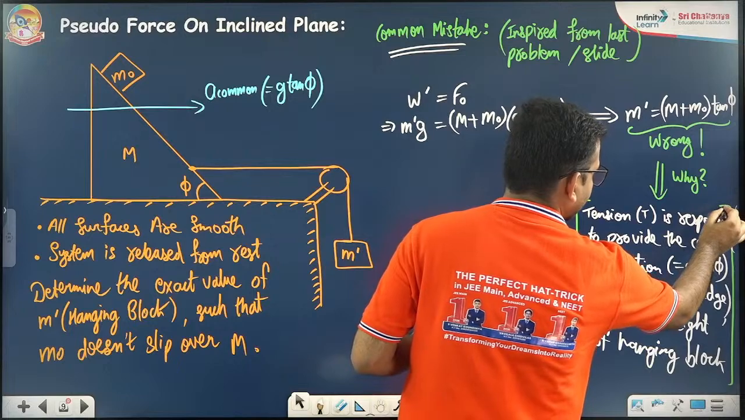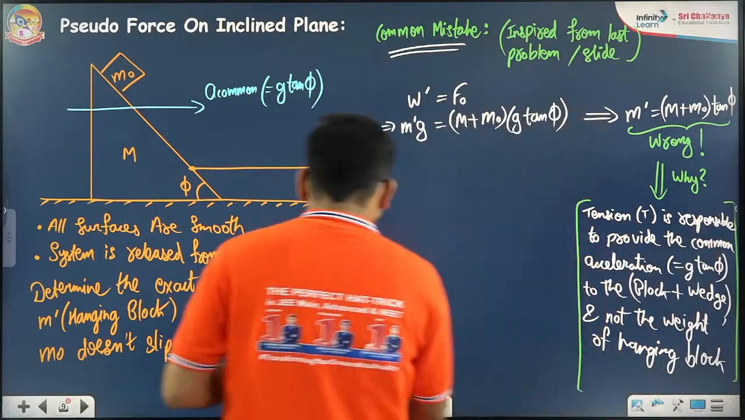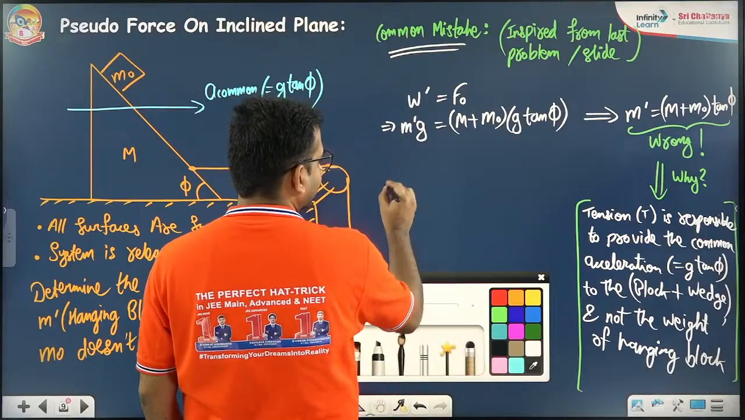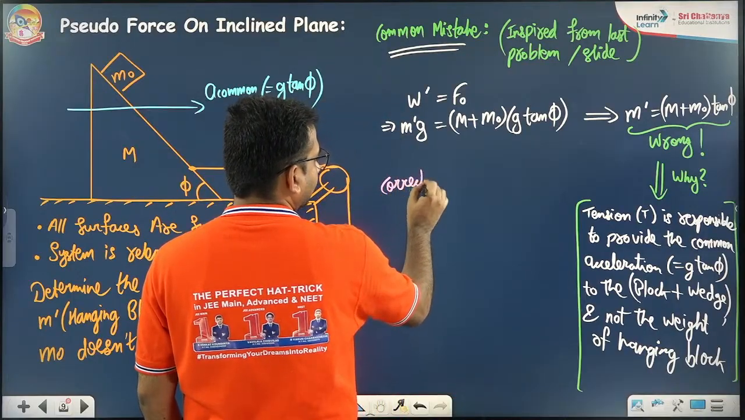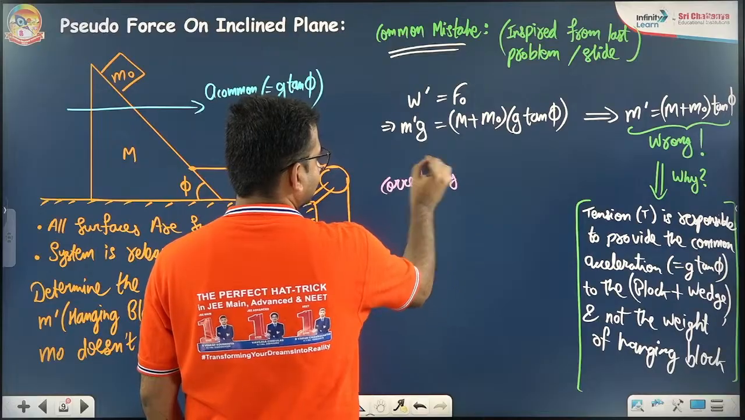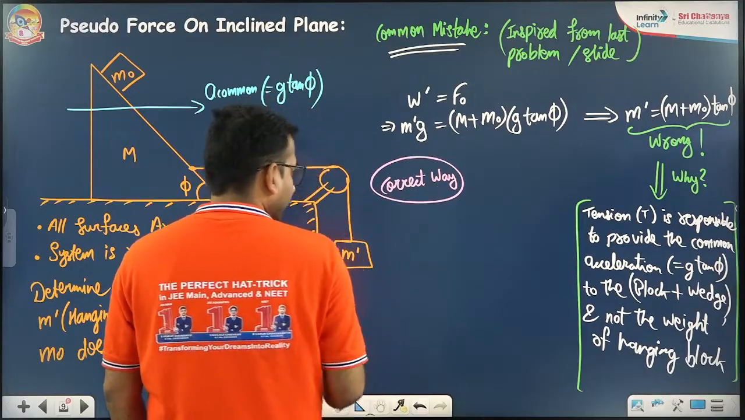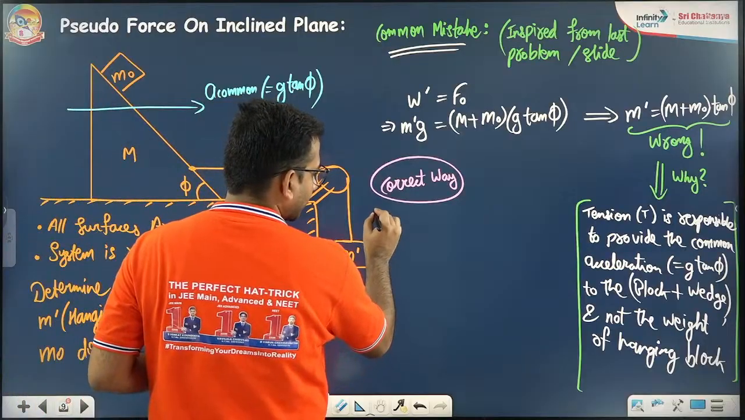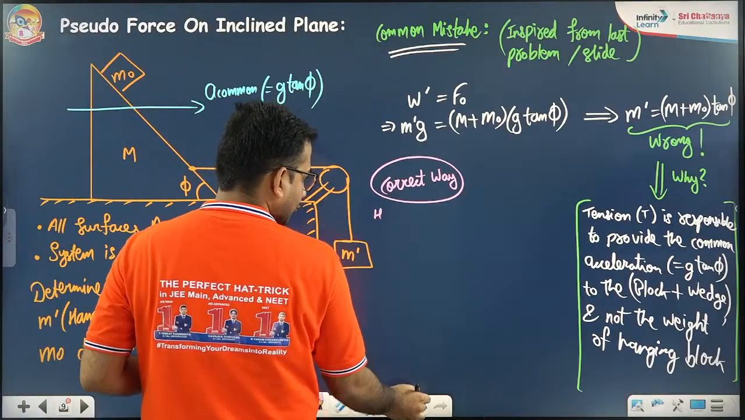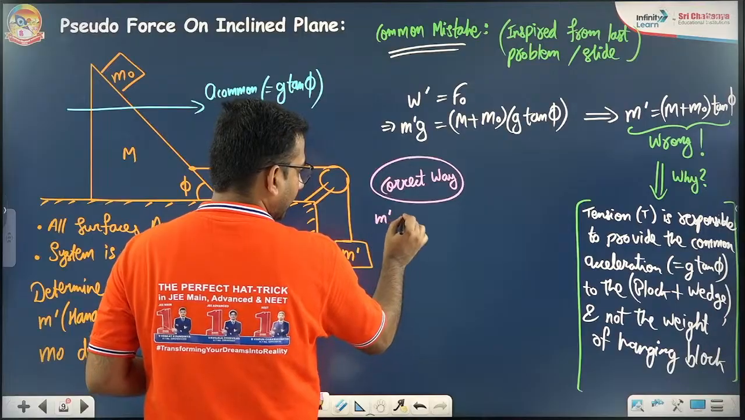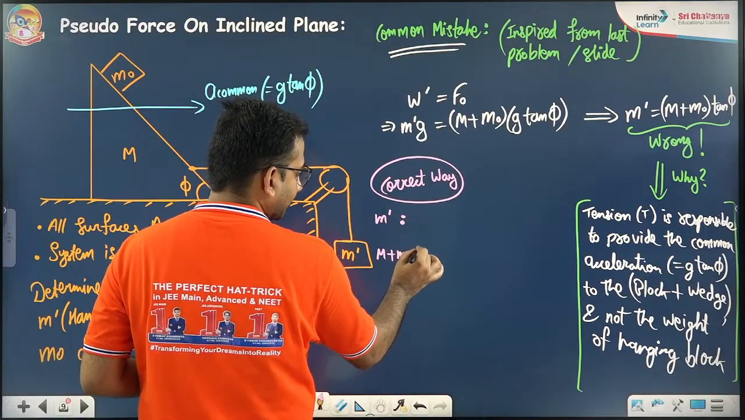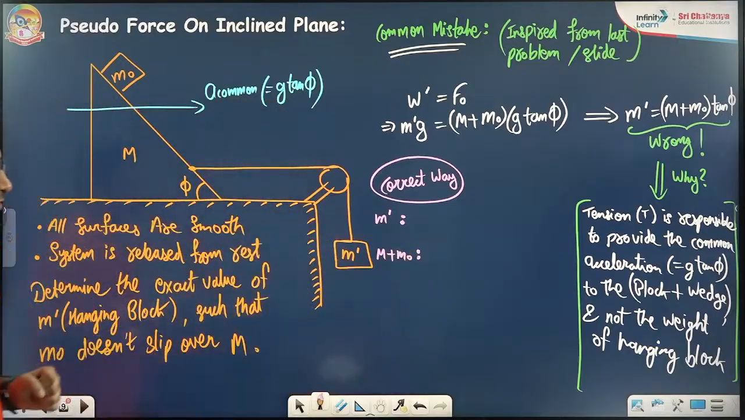And now if I have to tell you the correct way of doing it, for this correct way, we will be writing something for the hanging block, something for M dash, and then we will be writing something for M plus M naught. Okay, block plus wedge, right?